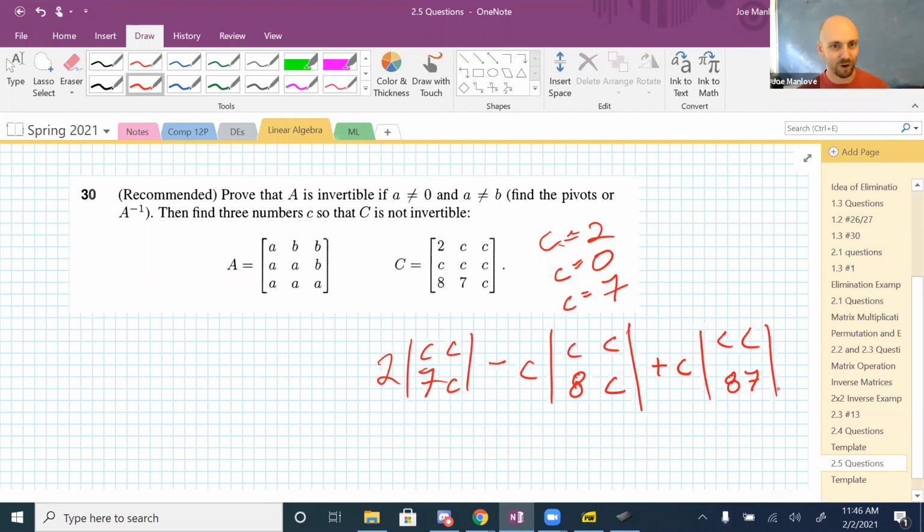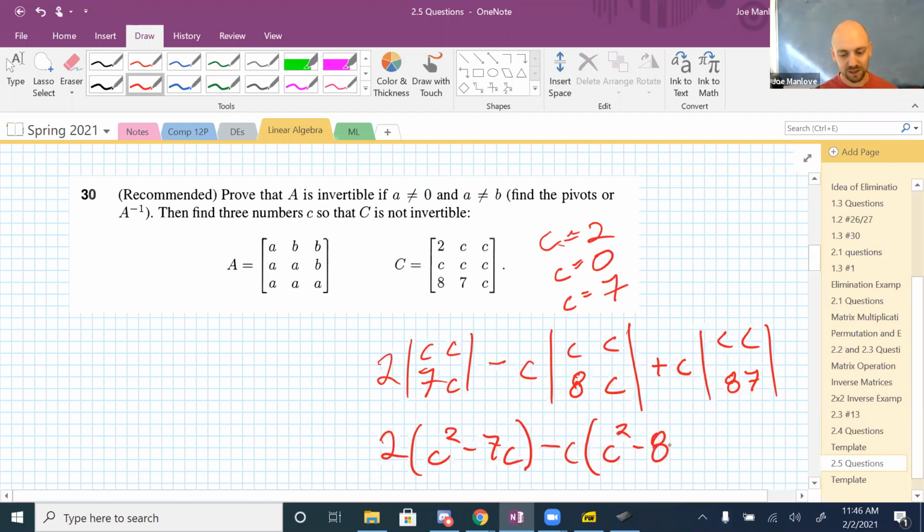Now, a little bit of weirdness. Those little subdeterminants I can calculate. So I'm going to get 2 times, well, this one's going to have c squared minus 7c. And then my next one's going to have minus c times, these parens and c's are going to be bad together. What do you get out of that little submatrix? C squared minus 8c. Good. And then out of this last one, I'm going to get c times 7c minus 8c.